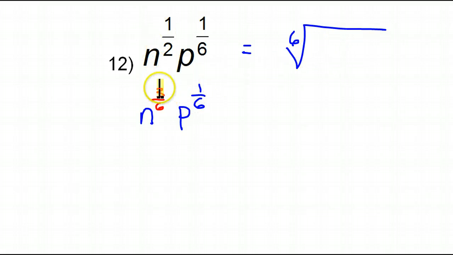Now these numerators will become the powers. So it'll be n to the 3rd power and p to the 1st power. So there's my n to the 3rd power from here, and p to the 1st power, but we don't show the 1. So we just put p. So this should be your answer, number 12.